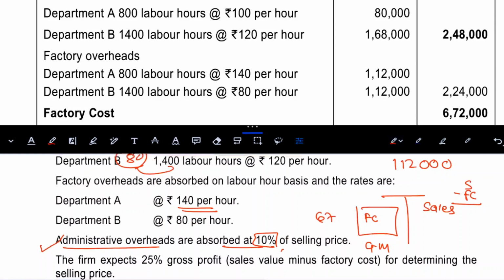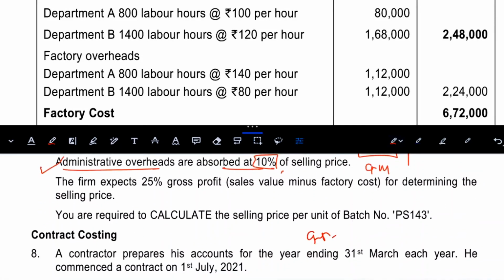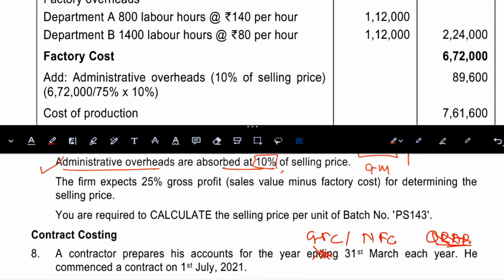Why? Because after factory cost what comes? It is suppose gross factory cost. What comes is your WIP, which is not there in the question. So gross factory cost will become net factory cost. After net factory cost what comes is QRA. If that is also not there, so what becomes your COP? And COP से क्या बनता है? COGS. And these are administration overheads. What is written? 10% of selling price. So it is connected with production activity or sales activity. Sales activity ये selling and distribution के साथ आएगा.